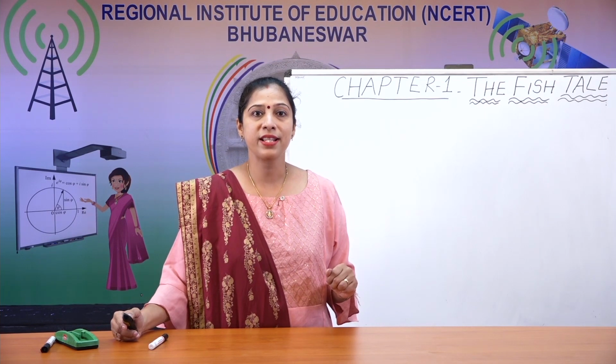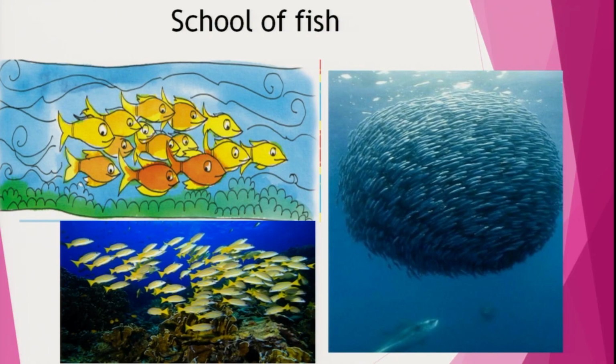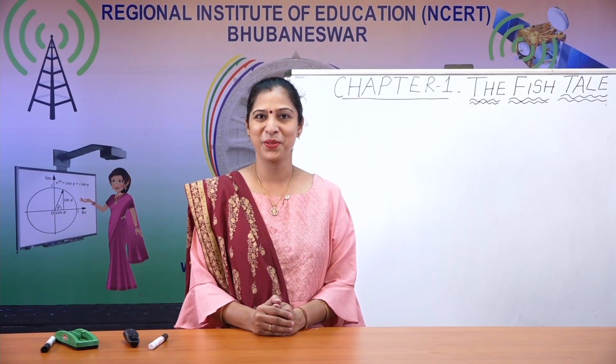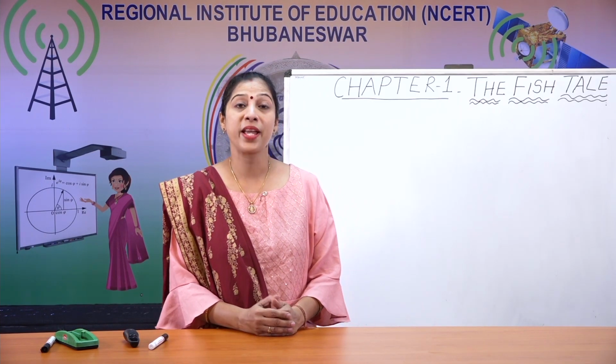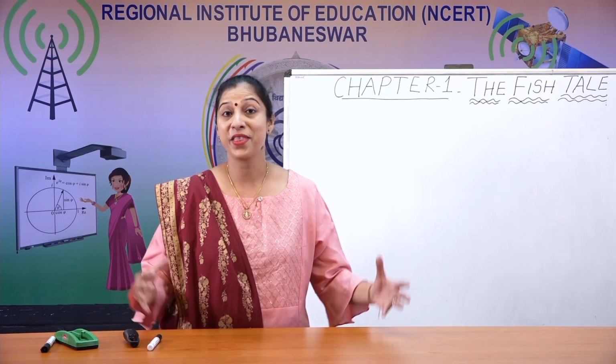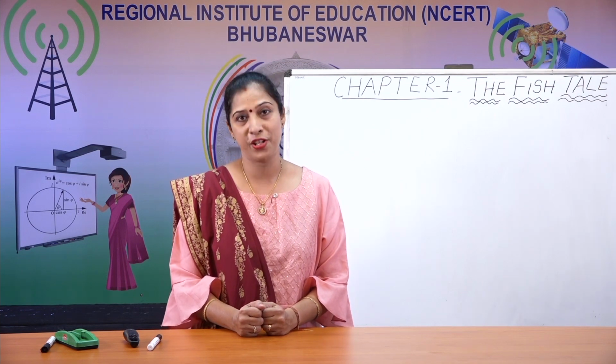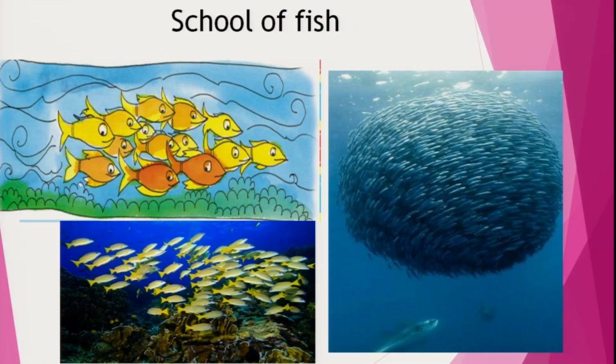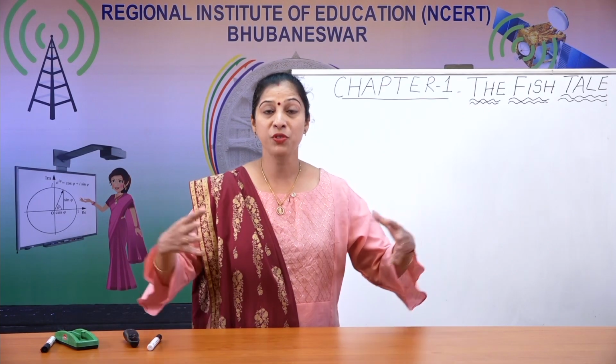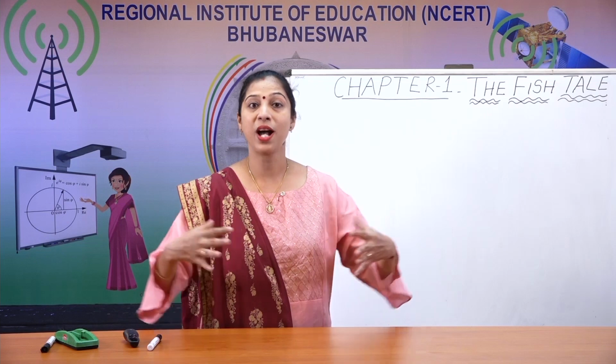Now let's go to the next slide. What is a school of fish? So the fish go to school? No. They are called what? When a group of fish come together, they are called a school of fish. You must have heard it in your English, isn't it? When you learnt about the nouns, you must have learnt about a school of fish. Why are they called a school of fish? Because they come together to make one group.